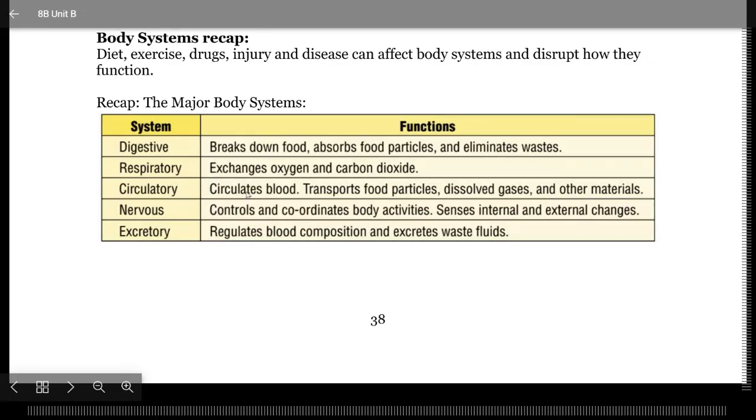The circulatory system circulates blood, transports food particles, dissolves gases, and other materials. So, circulatory system is like the mailman, I guess. It circulates the blood, so it keeps the connection flowing. It transports food particles, dissolved gases, and other materials. Nervous system controls and coordinates body activities, senses internal and external changes. Excretory regulates blood composition and excretes waste fluids.